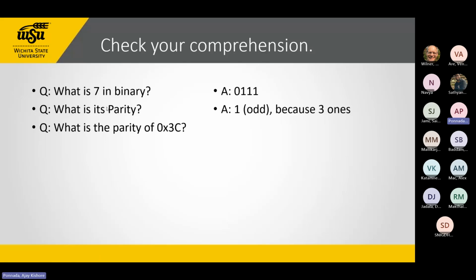No, the answer should be 0 because it's even. Count the number of ones. If the number of ones is even, then it's 0. If the number of ones is odd, then it's 1.